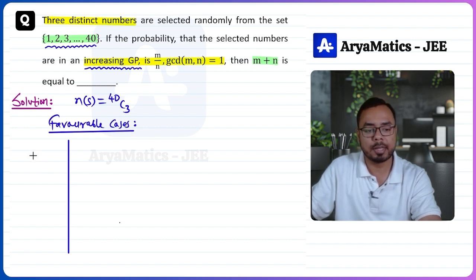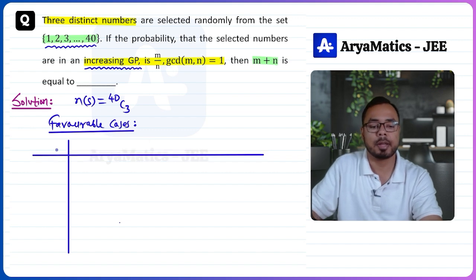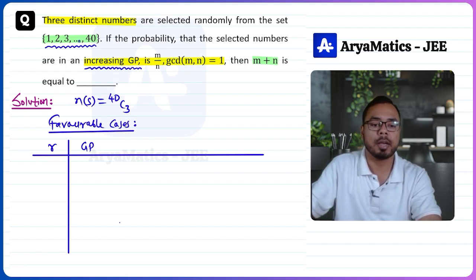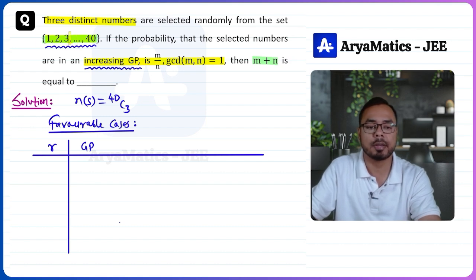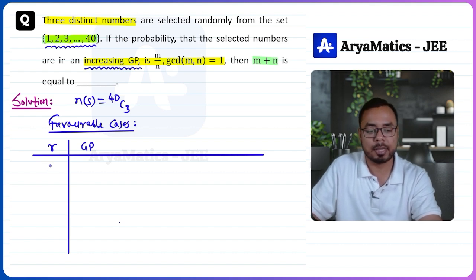Also, because it is an increasing GP, the common ratio must be greater than 1. So on one side we'll write R, and on the other side we'll see how many different GPs are possible. Increasing GP, common ratio more than 1, and because all integers are there in this set, the common ratio must be an integer. It cannot be a fraction because then you will not get terms from this set. So if the common ratio is greater than 1 and an integer, it has to be either 2 or 3 or 4 and so on.